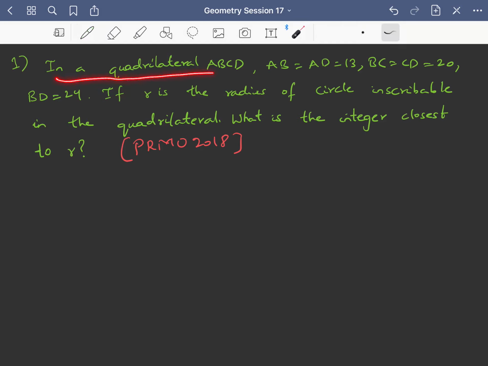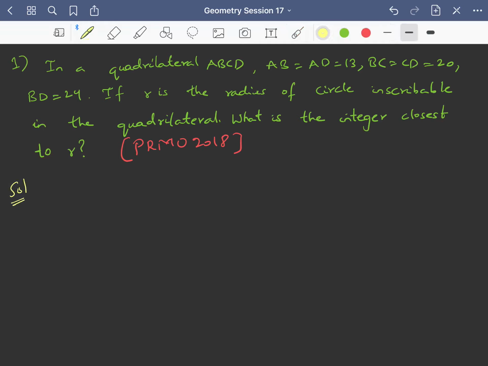In a quadrilateral ABCD, AB is equal to AD is equal to 13, BC is equal to CD is equal to 20, BD is equal to 24. So all the sides are given and one of the diagonals BD is given. If R is the radius of the circle inscribable in the quadrilateral, what is the integer closest to R? So just pause the video and give this problem a try.